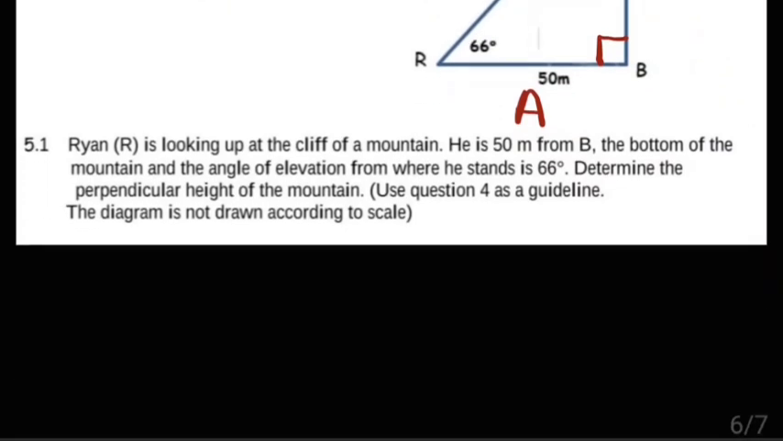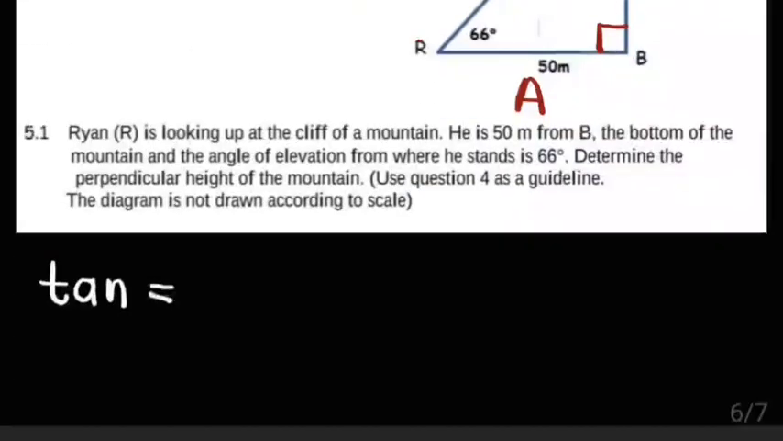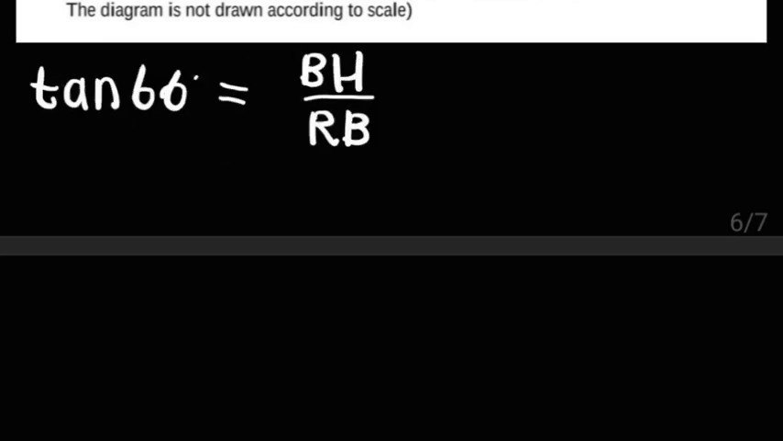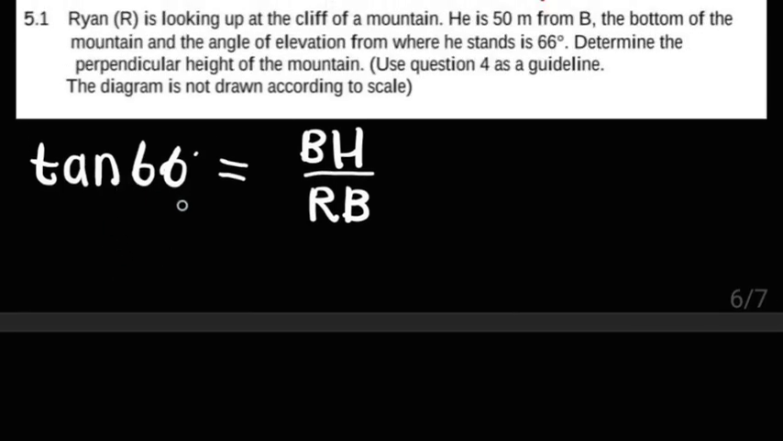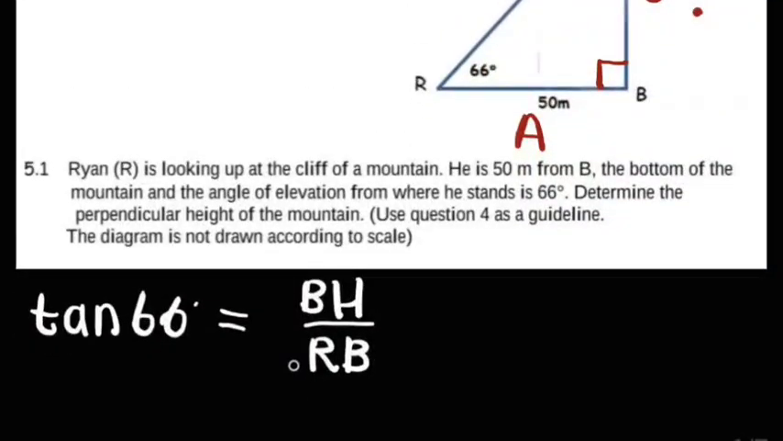So let's start off by writing down the formula that we're going to use. This is the formula that we're using: tan, which is opposite over adjacent. But we need to replace the opposite and the adjacent with the actual letters. So opposite here is represented by BH. Adjacent is represented by RB. One thing I want you to take note of is that a trig ratio has to have an angle next to it. So on the left hand side, it is actually tan 66 degrees, since that was the angle on the triangle. Opposite is BH and the bottom is RB.